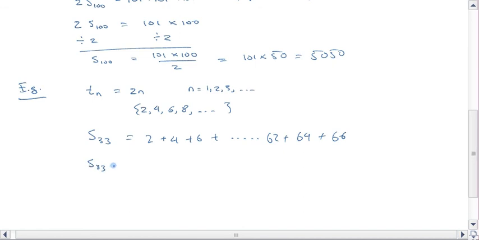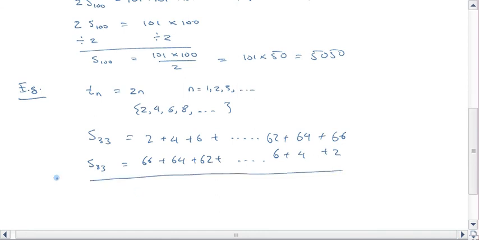Now I can also write this the other way around: 66 plus 64 plus 62 plus and so on, down to 6 plus 4 plus 2. Now again, I can add these two equations together. And what do I get? 2S33 is equal to 2 plus 66 is 68, 4 plus 64 is 68. They're all going to be 68, just like they were all 101 before. 68 plus 68 plus 68.